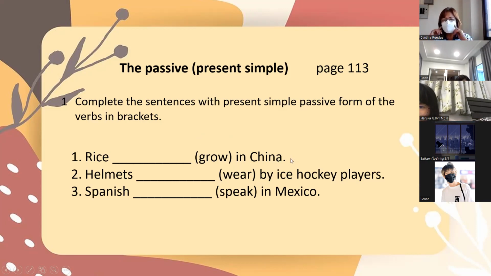The first activity that you have is only the verb to be. Now you are going to write the verb to be and, of course, the past participle for passive voice. For number one, the verb is grow. Number two, wear. And number three is speak. First sentence, rice blank grow in China. Number two, helmet blank wear by ice hockey players. Number three, Spanish blank speak in Mexico.